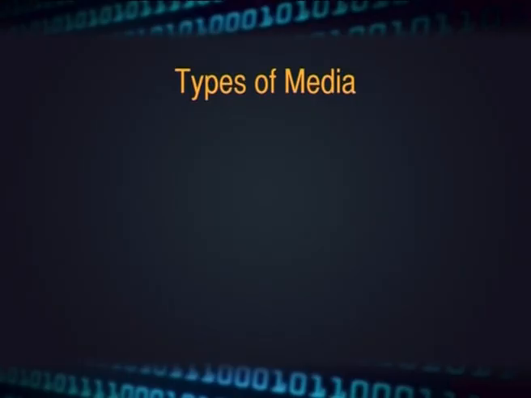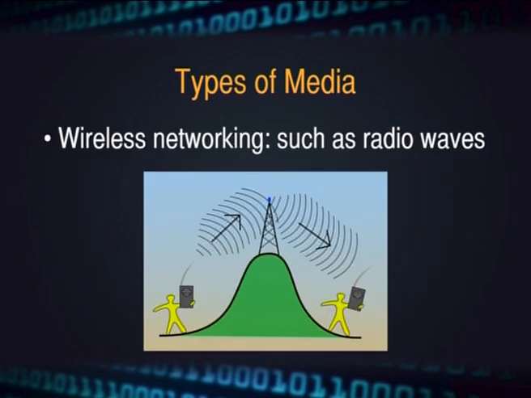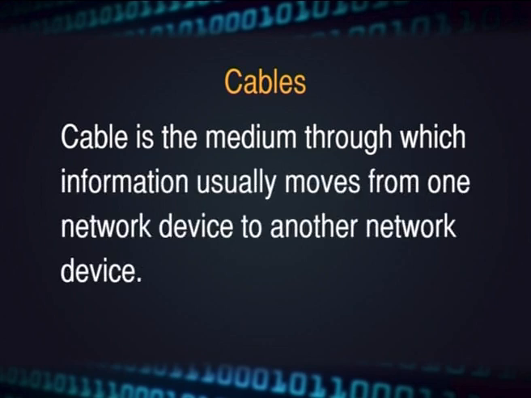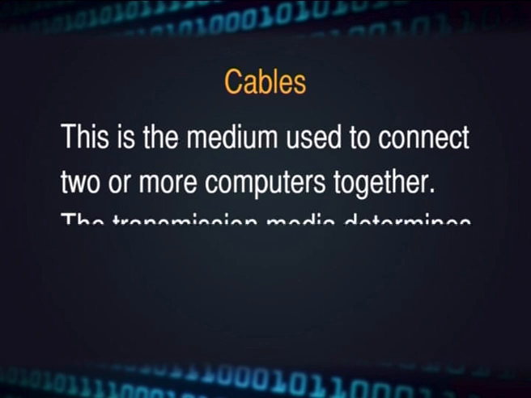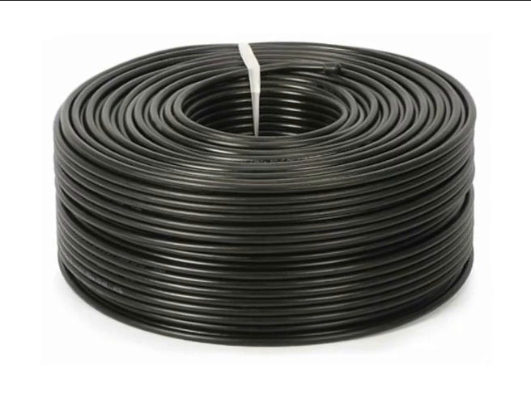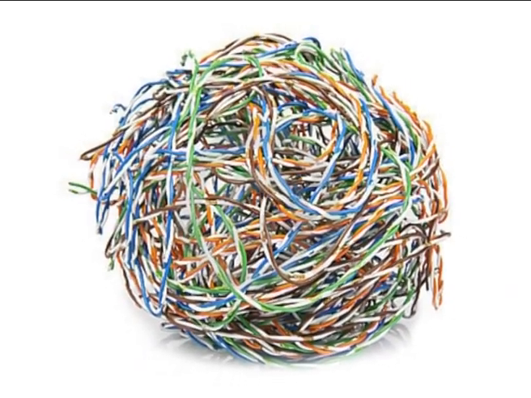Two types of media are used in networks: cable-based media such as twisted pair, or wireless networking such as radio waves. Cable is the medium through which information usually moves from one network device to another. This is the medium used to connect two or more computers together. The transmission media determines the quality of the network system. The most common forms of electronic transmission are solid and composite wire cables.